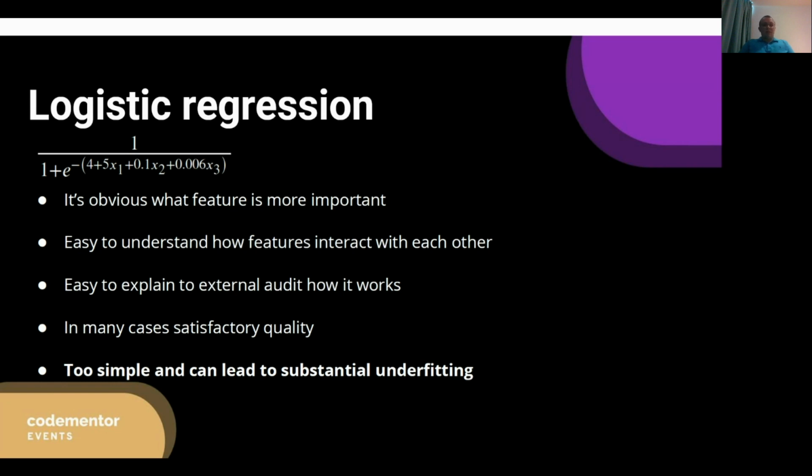And in many cases, quality can be quite satisfactory. However, it's very simple, and in many cases its quality is not satisfactory at all. For instance, if feature x2 can be 0 and we have one behavior, and x2 is 1 and we have absolutely another behavior, it's impossible to describe this by logistic regression. And it's bad. It can lead to very substantial underfitting.